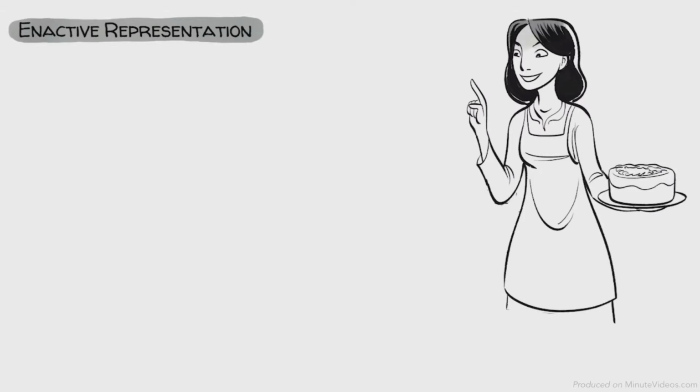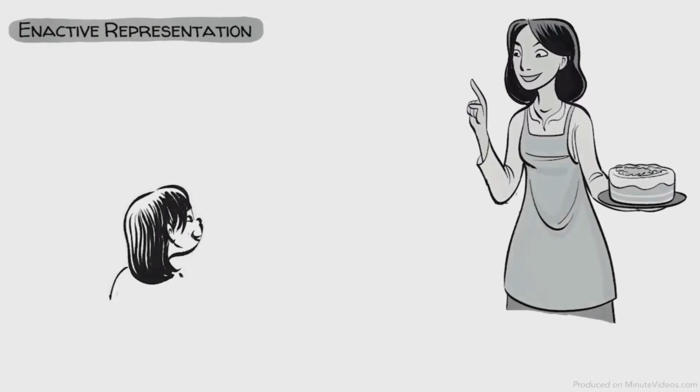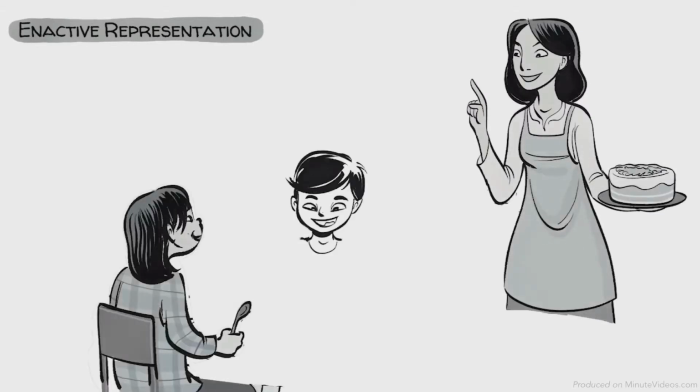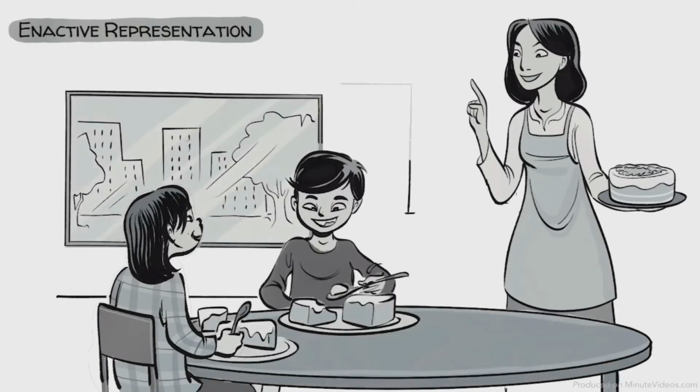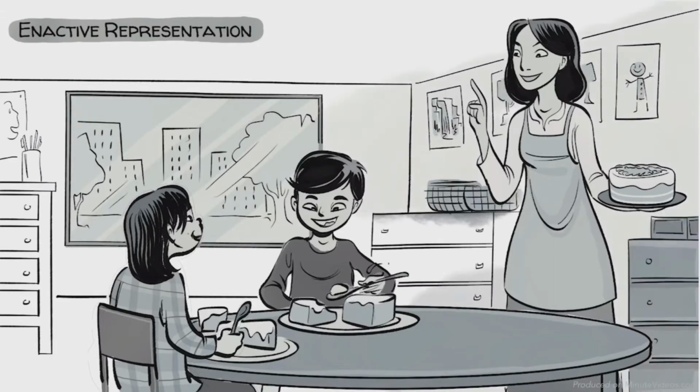First, we learn through enactive representation. This happens in hands-on experiences, ideally with real-world applications. To divide 4 by 2, two students learn to cut a cake into 4 slices, so each can eat one now and bring one home later.